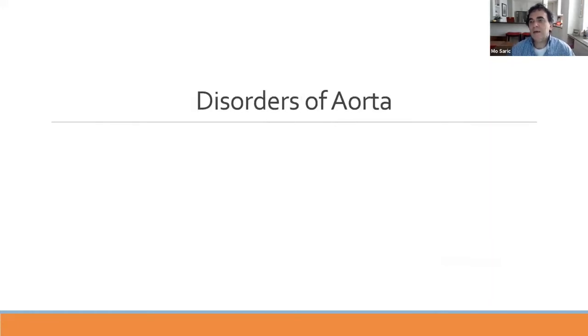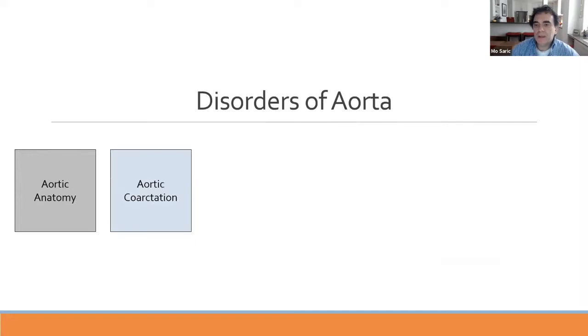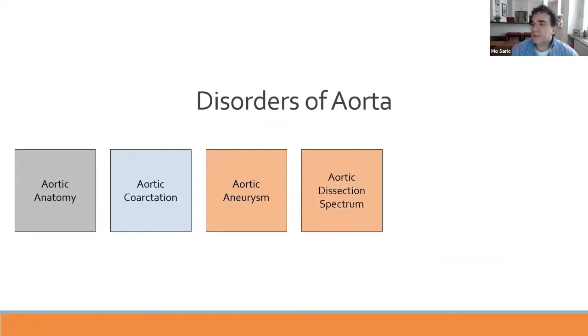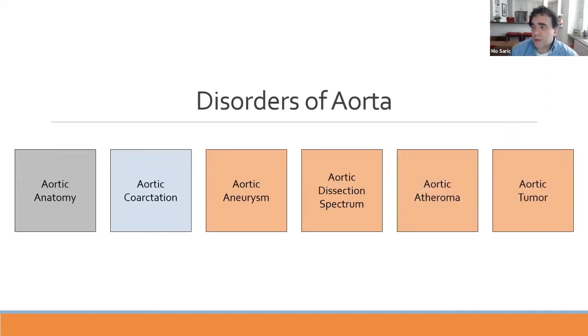And let's look at the overall design of this lecture on the diseases of the aorta. We'll talk a little bit about aortic anatomy. Then we'll talk about aortic coarctation, aortic aneurysms, and the aortic dissection spectrum. Please note that I am talking here about the aortic dissection spectrum, which includes several entities, such as intramural hematoma, true dissection or classic dissection, as well as penetrating ulcer. Then we'll talk a little bit about aortic atheroma, and finally, aortic tumors.